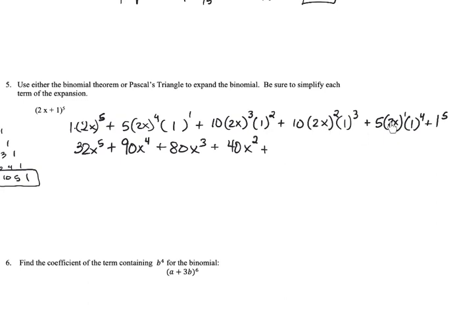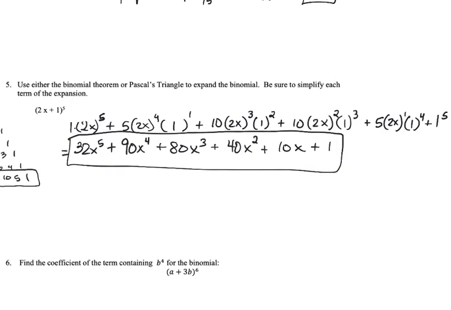Here, 2x to the first power is 2x. 2x times 5 is 10x. 10 times 1 is still 10, so that's 10x, and then 1 to the fifth power is 1. So that is the expansion of 2x plus 1 raised to the fifth power.